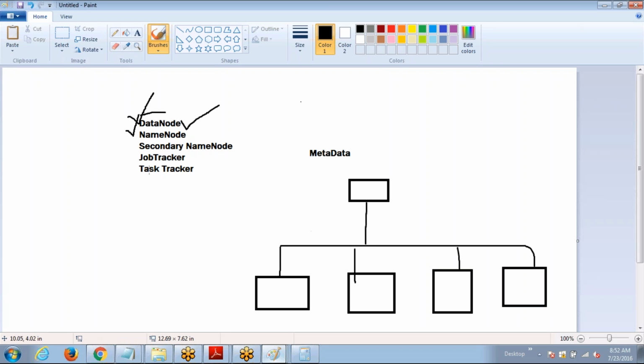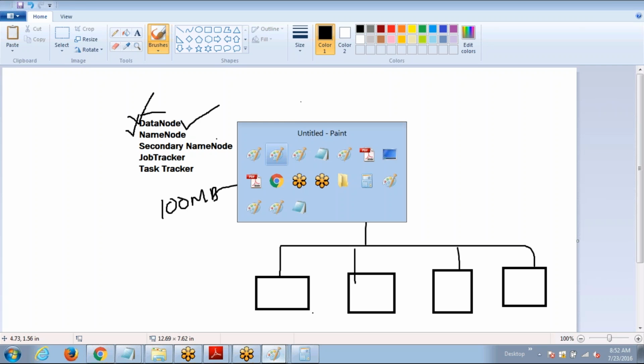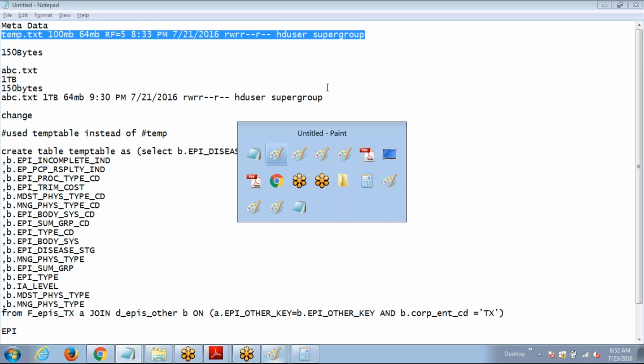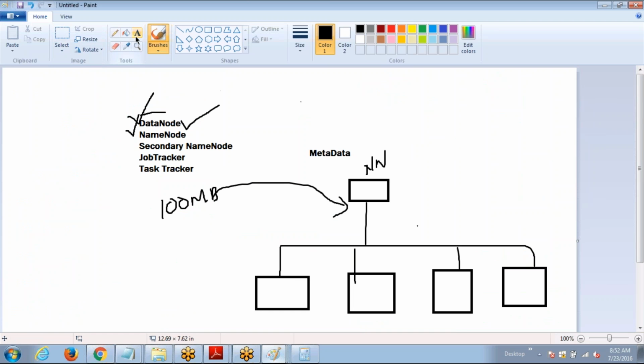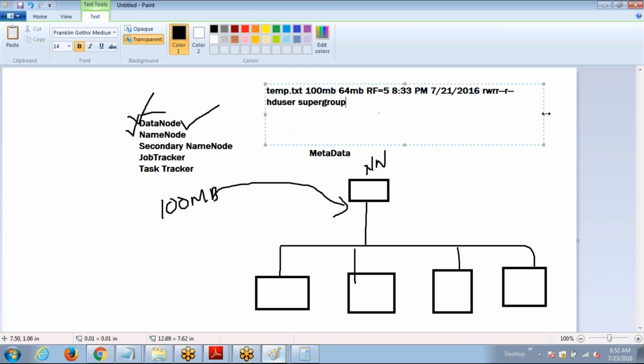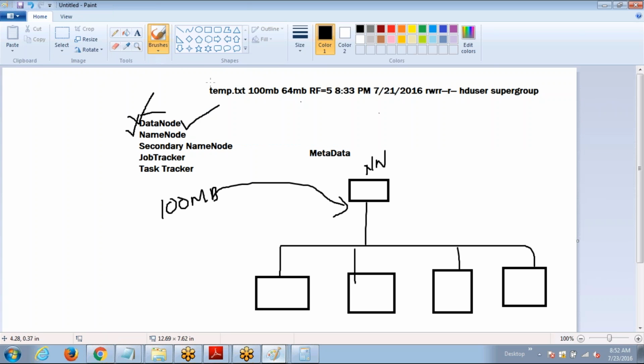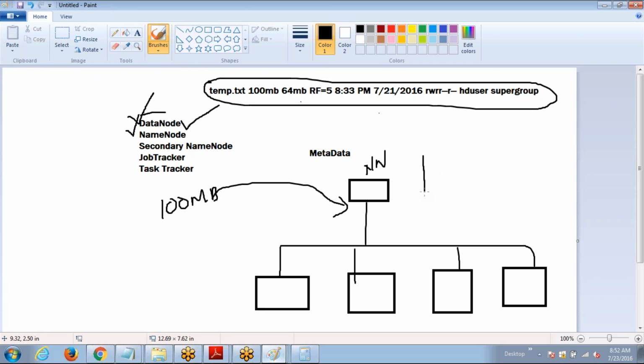So whenever I'm trying to copy 100 MB of data into my Hadoop cluster, okay, name node here is a master node. Okay, think like here is a name node. Name node is called what? Master node. Okay, so in order to copy this data into my HDFS file system, I have to maintain this data, whatever data we have just discussed. I have to maintain this data into some file. This file will be maintained in my name node computer.